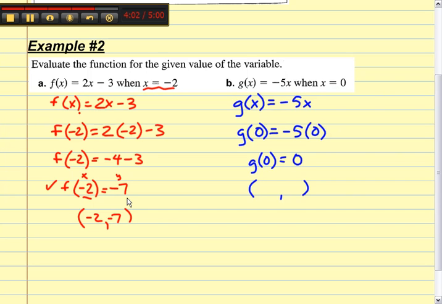Well, it does. Yeah. It doesn't have to. I'm just saying it is a point. It's 0, 0. x, y. Done. Okay? Good. Nice job.